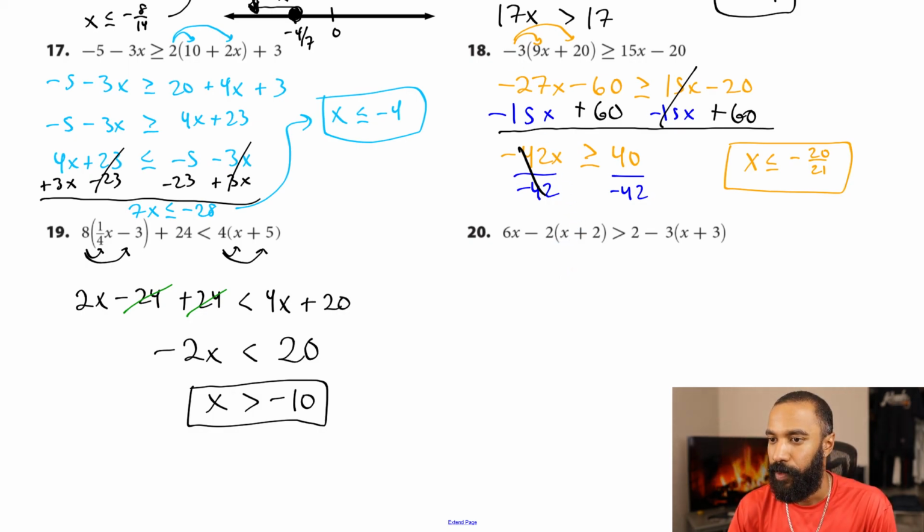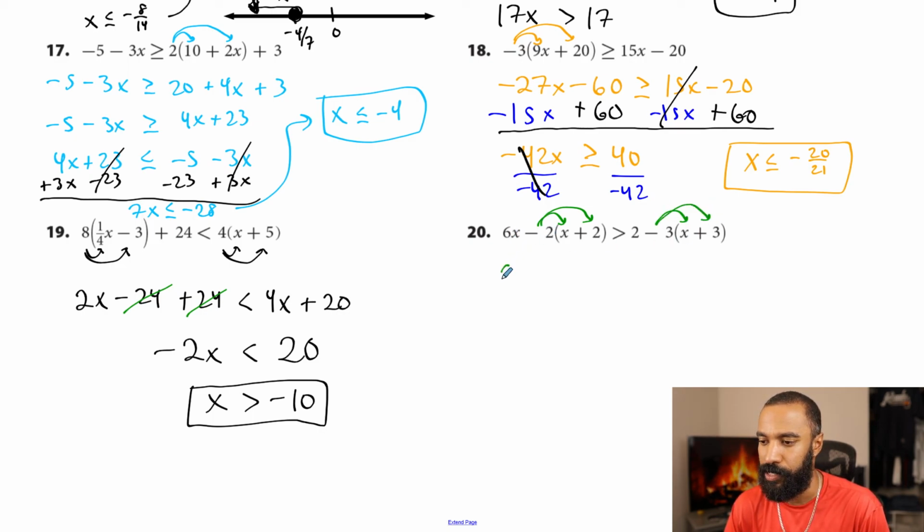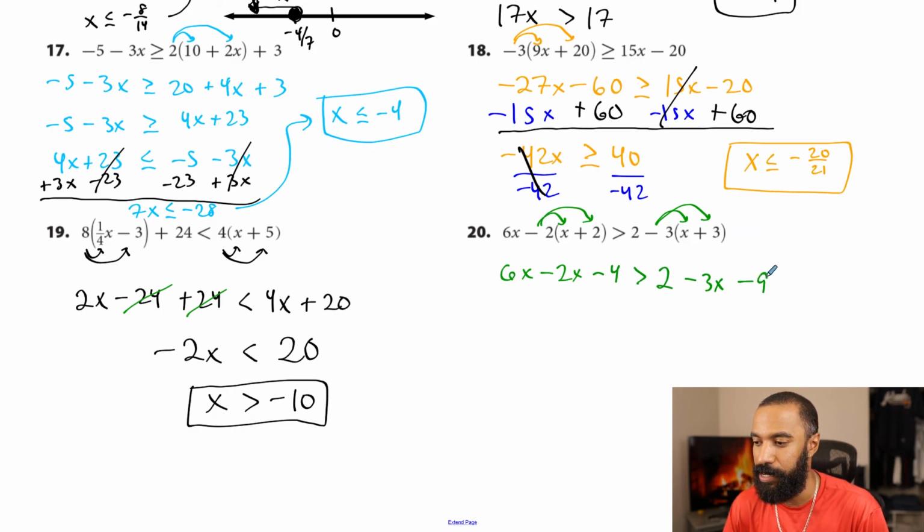Last one, here we go. Negative 2 distributes, let's use a different color. Negative 2 distributes into the x and the 2. Negative 3 distributes into the x and the 3. All right, let's see what happens. 6x minus 2x plus 4 or minus 4? This one's minus 4. Negative 2 times 2 is greater than 2 minus 3 times x. Negative 3 times 3 minus 9. There we go. Let's combine like terms.